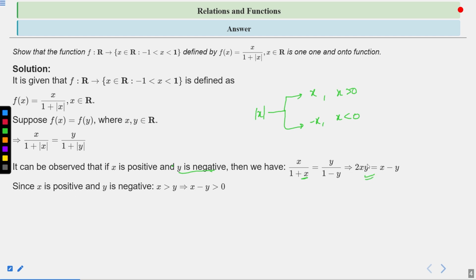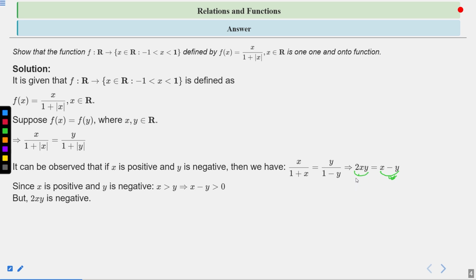Now since x is positive and y is negative, x is greater than y, therefore x minus y should be greater than 0. Got it? But since x is positive and y is negative, 2xy is negative. So we are given an equality in which 2xy is equal to x minus y. X minus y is always positive, but 2xy is always negative. Can it be true? No.